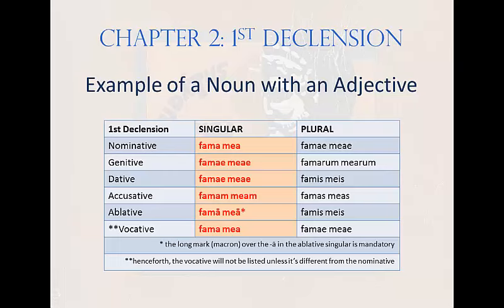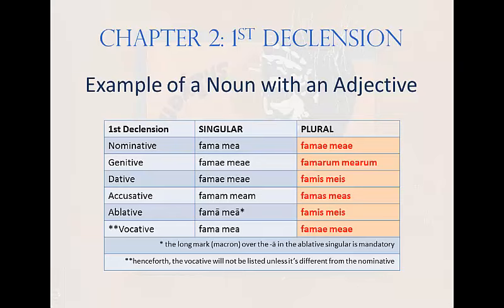I'm going to leave the vocative off as usual. And then in the plural, famai, meai, famarum, mearum, famis, meis, famas, meas, famis, meis.